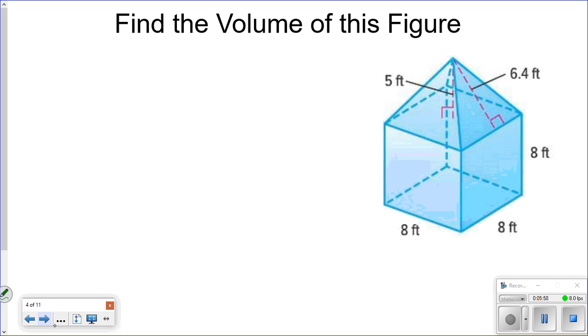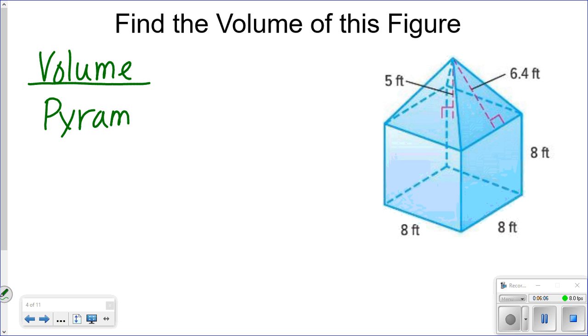All right, volume of this guy. So I already know I have a pyramid up top, and then a rectangular prism. Actually, it's a cube. Let's just talk about the pyramid. For a pyramid, you have to find the area of the base times the height.